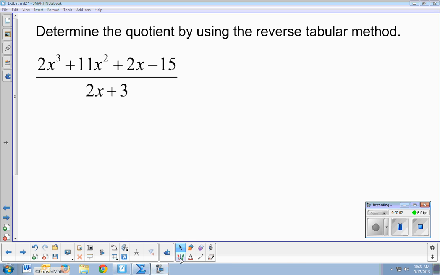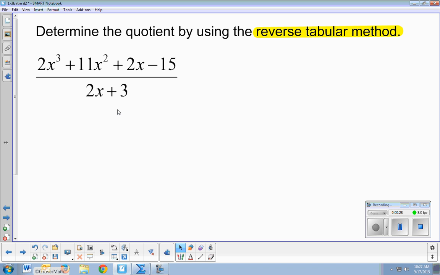This video is to show you how to do the reverse tabular method. The reverse tabular method is a method we use to divide polynomials. I'm going to show you an easy example and a difficult example. First, the easy one: 2x cubed plus 11x squared plus 2x minus 15 divided by 2x plus 3.